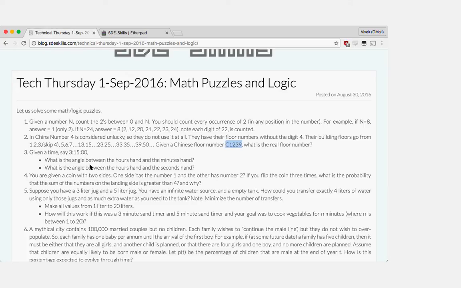The other questions are more interesting as well. So this one's actually another classic question that's asked, and I've seen it asked in so many different interviews that I'm surprised people don't get it right quickly. In an analog clock, what is the angle between the hands when it's 3:15?